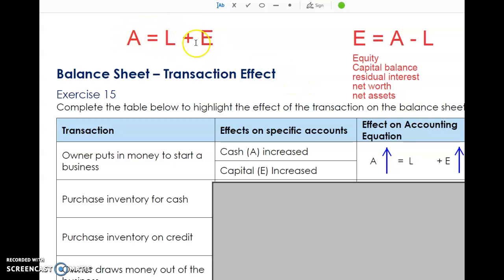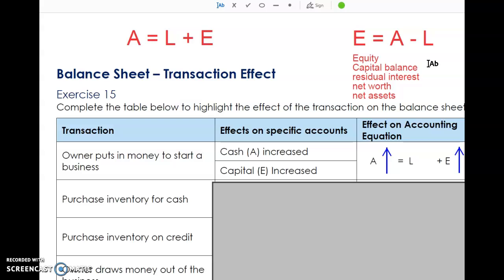So here is our accounting equation, assets equals liabilities plus equity. And over here we've got equity equals assets minus liabilities. That's also known as our net assets, our equity, our capital balance from the statement of changes in equity. It's called our residual interest, our net worth. All these terms are interchangeable for E, for equity. And it's very important because there is an equal sign here. It's an equation. It's balanced.